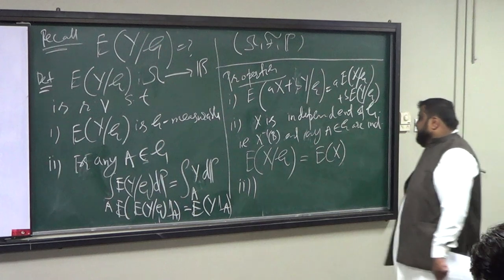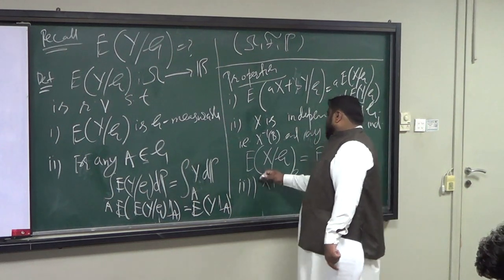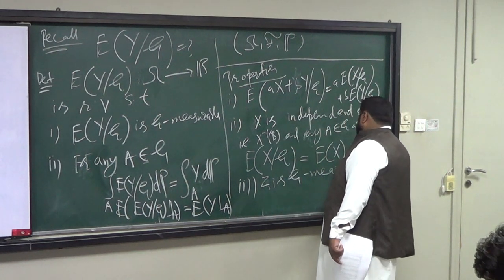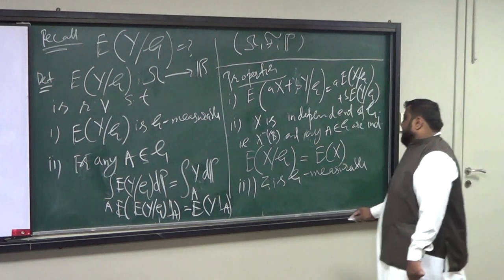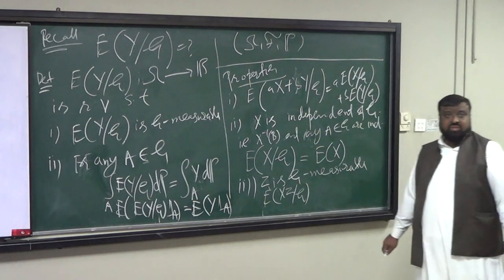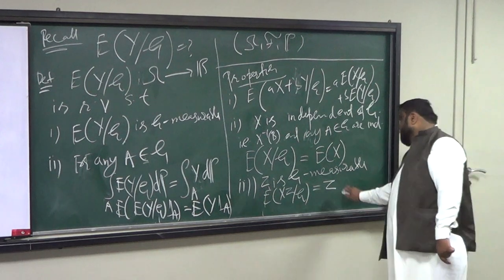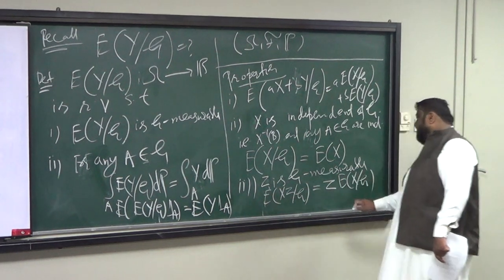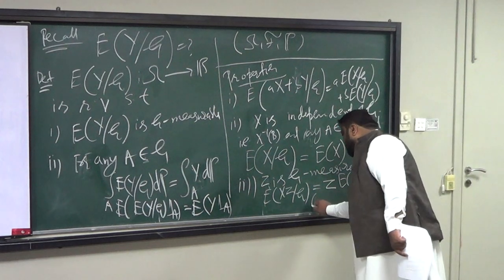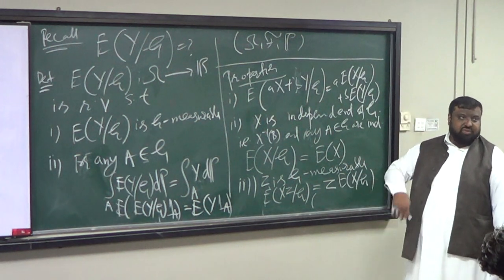Remember, imagine I have a random variable Z that is g measurable. Then what would be the conditional expectation of XZ given g? This is going to be that you can pull out this Z times the conditional expectation of X given g. Do you remember the name of it? This is called taking out what is known. Z is known in g, therefore you can pull it out.